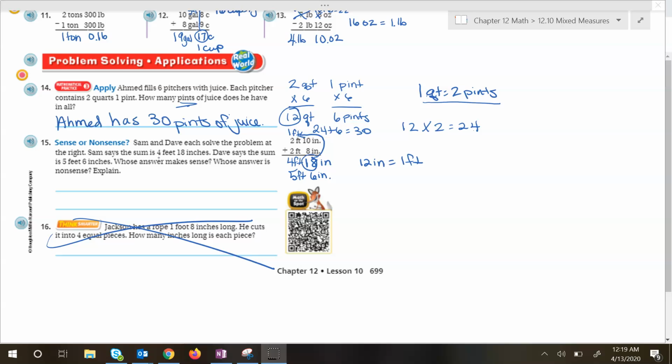Number 15. Sam and Dave each solve the problem at the right. Sam says the sum is 4 feet 18 inches. Dave says the sum is 5 feet 6 inches. Whose answer makes sense? Whose answer is nonsense? Explain. Now, as you can see, I added it. 10 plus 8 gives you 18 inches. 2 plus 2 is 4 feet. But if you convert it, 12 inches equals 1 foot. If you carry over the 12, that would leave 6 inches and give you another foot for 5. So they are both correct.